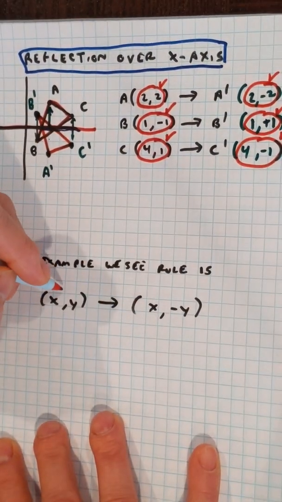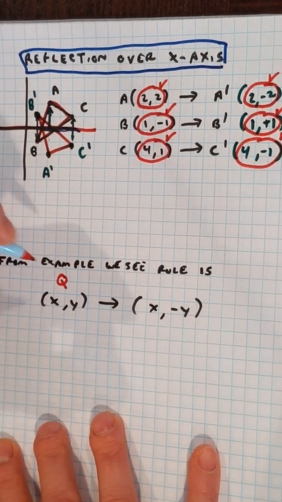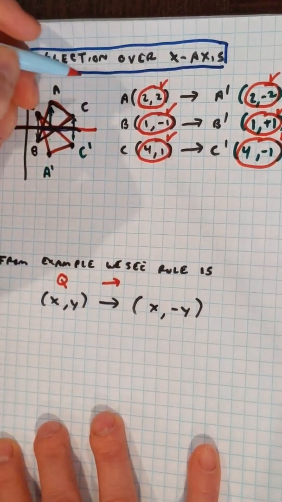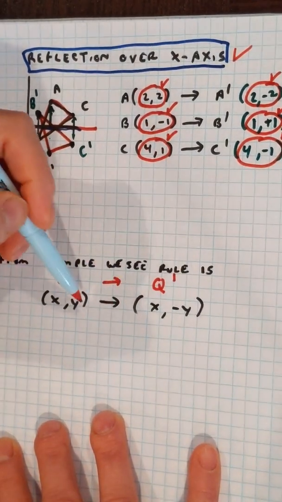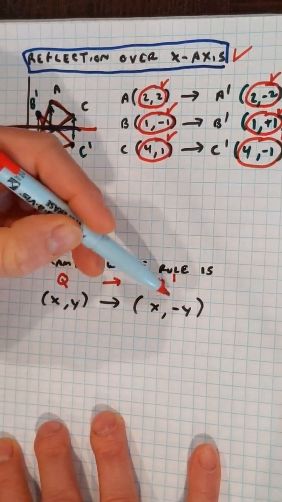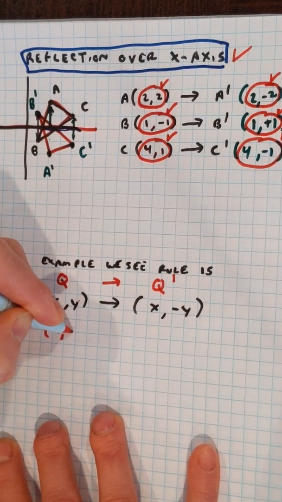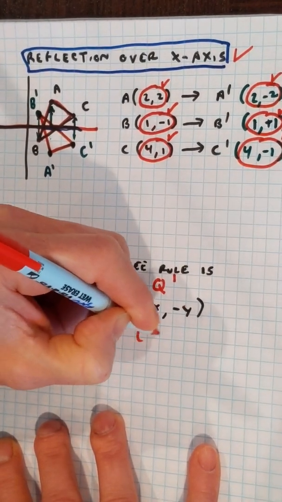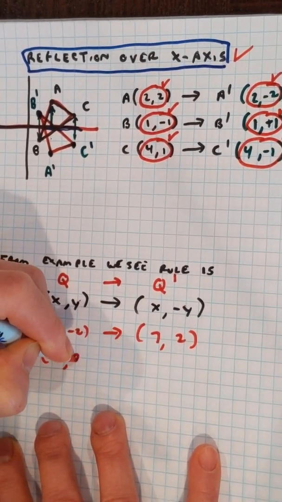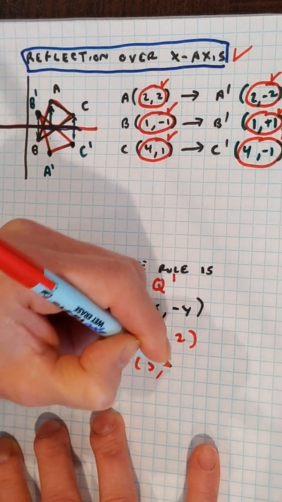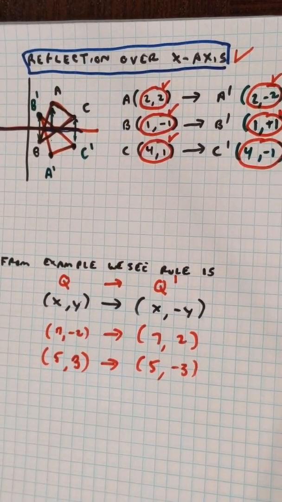Creating a rule. The rule is if you have any point, call it whatever letter you want to, call it Q. If I reflect it over the x-axis, my Q prime, or my reflected point, will only have a change in the sign of the y. The x remains the same. So in other words, if I pick any point, 7, negative 2, I know I can reflect that to 7, positive 2. Or 5, 3 would reflect to 5, negative 3. So I can do image points real quick with the rule. That's it for reflections over the x-axis.